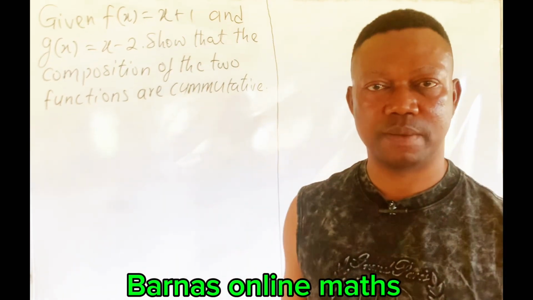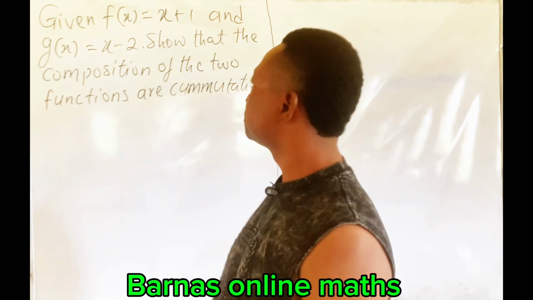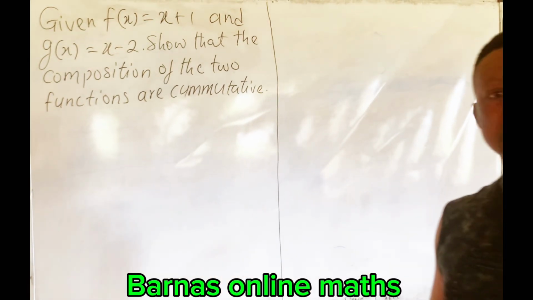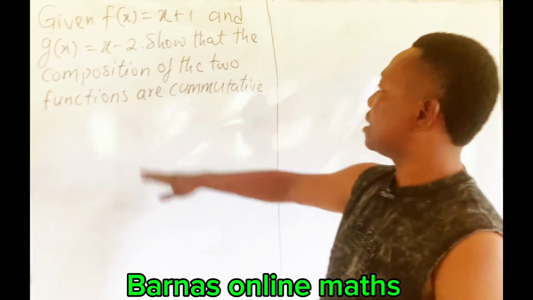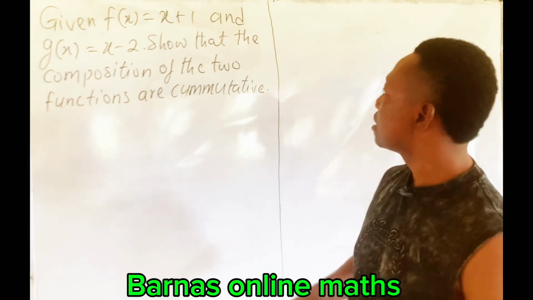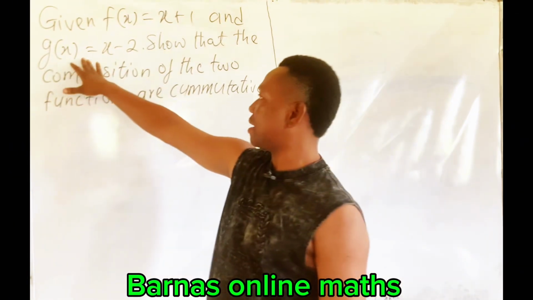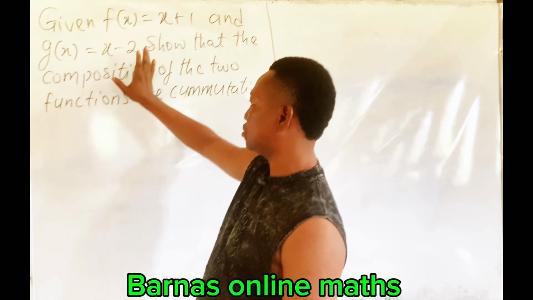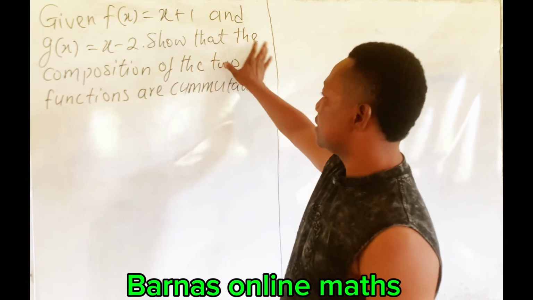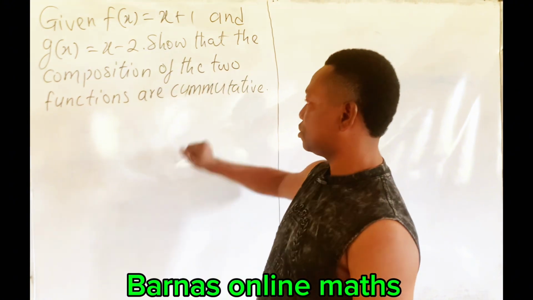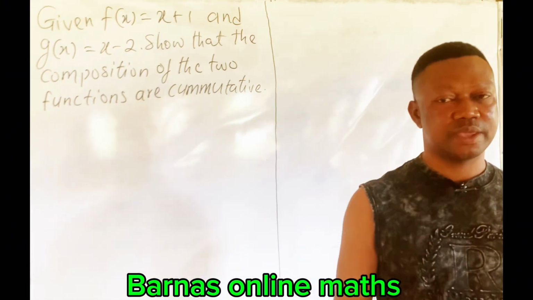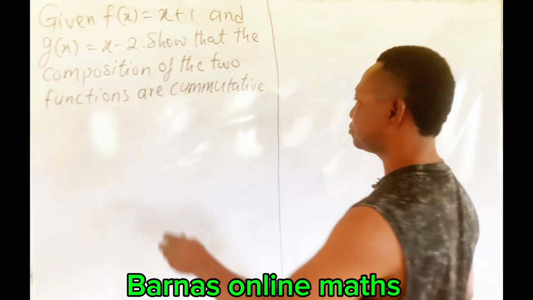Today, let's see the problem we have on the board. The question says, given f of x equals x plus 1 and g of x equals x minus 2, we are asked to show that the composition of the two functions is commutative. Okay, solution.